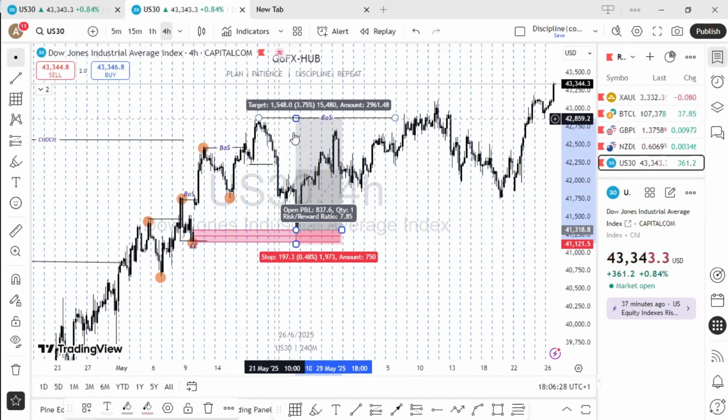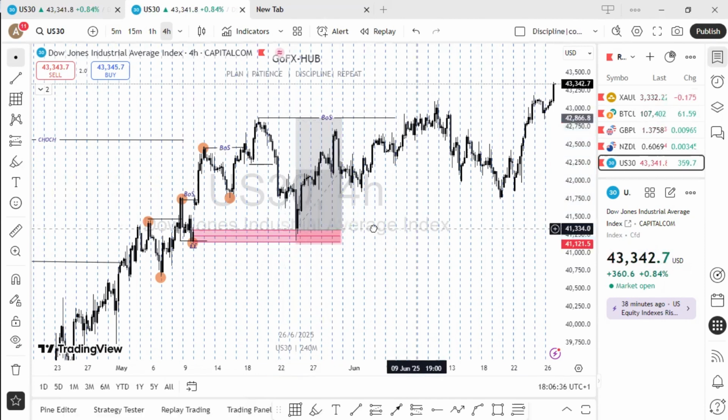I put my take profit at this high, because I know that the market will surely take this high. And when it's taking this high, look at the ratio, 1:7.8. So that's how we take our trade.